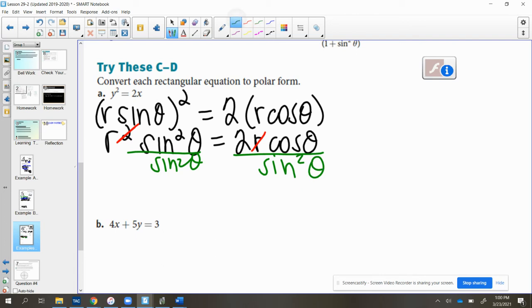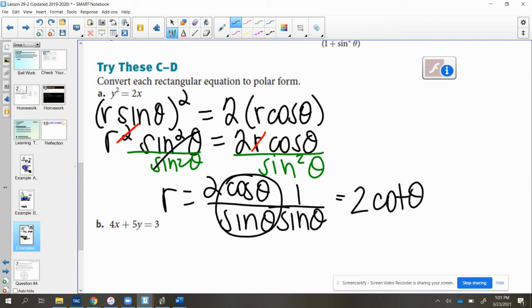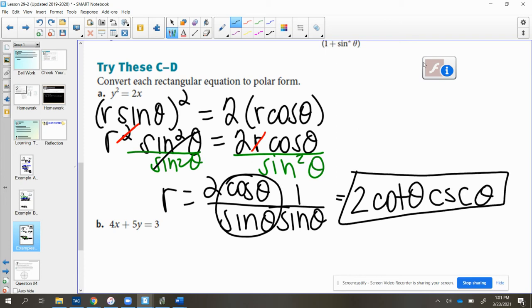And we're left with just r equals, is this canceled? And then 2 over cosine times sine squared, which really is like saying sine times sine. So cosine over one of the sines can be rewritten as a cotangent theta, right? And then 1 over sine is cosecant theta. You didn't think those reciprocal functions were going to come back, but here they are.